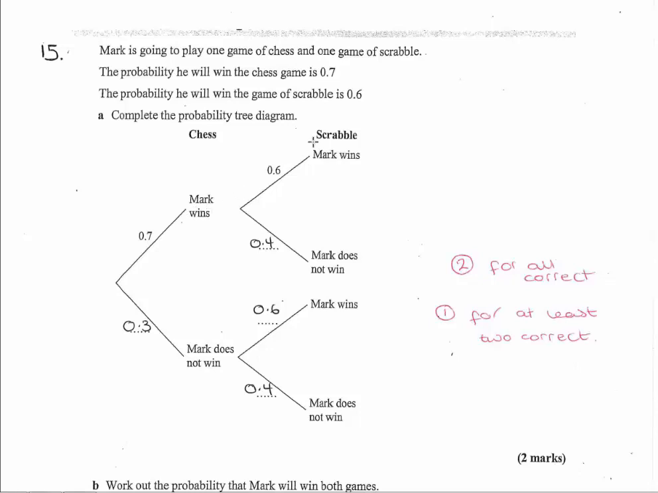You could win chess and win Scrabble, win chess, lose Scrabble, lose chess, win Scrabble, lose chess, lose Scrabble. So these are the 4 things he does. Okay, just a matter of writing these numbers in and getting 2 easy marks.